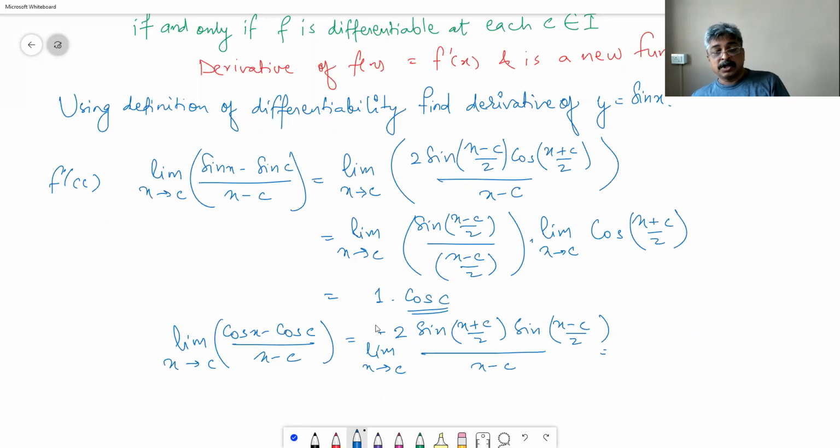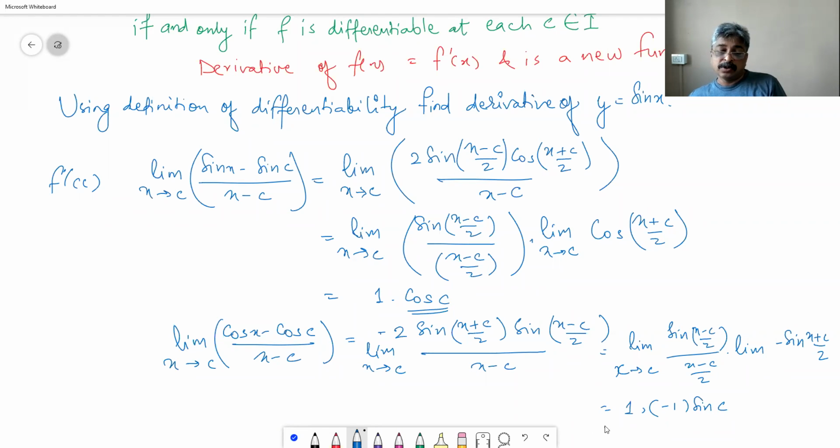This is equal to, again this 2 will go down, so limit of sin((x minus c) by 2) upon (x minus c) by 2 as x tends to c, into the limit of sin((x plus c) by 2). Correct? This is 1 into 1 into sin c. So the derivative of cos c is minus sin c. Okay, so these are the basics.